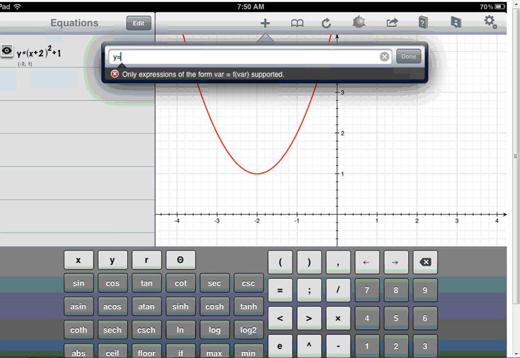Oops, wrong parentheses. Where's my clear? You guys, you're going to type in x plus 2. So you're going to do x, parentheses, x plus 2 squared plus 1. We're going to do more stuff with calculators this semester, and you may be choosing to buy one.